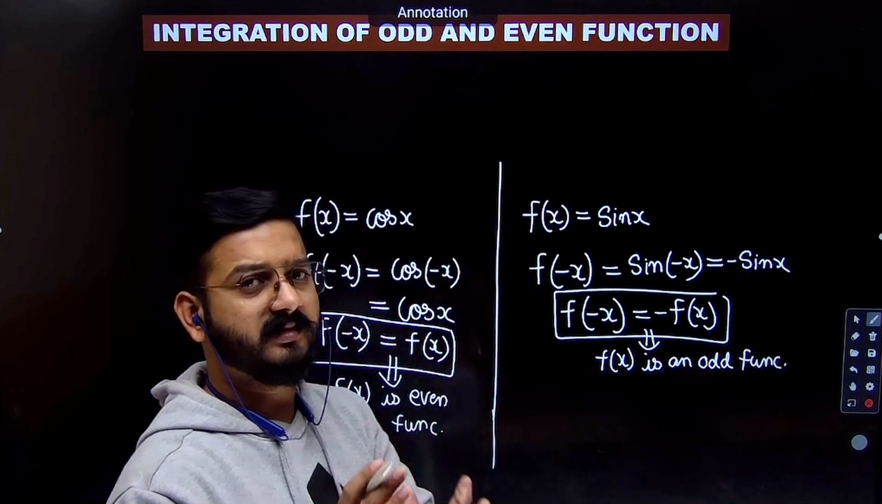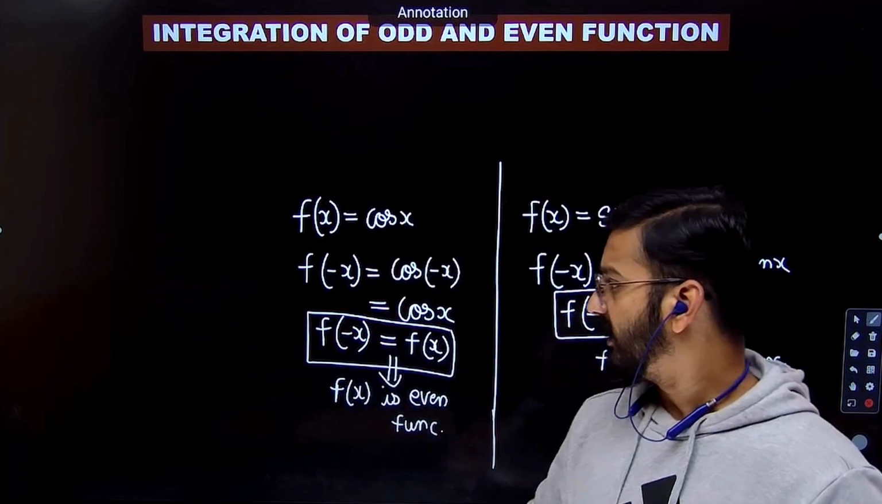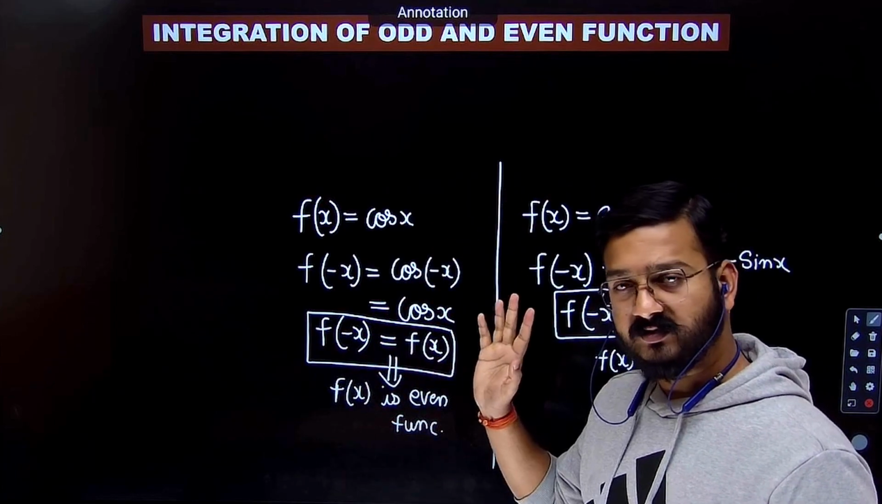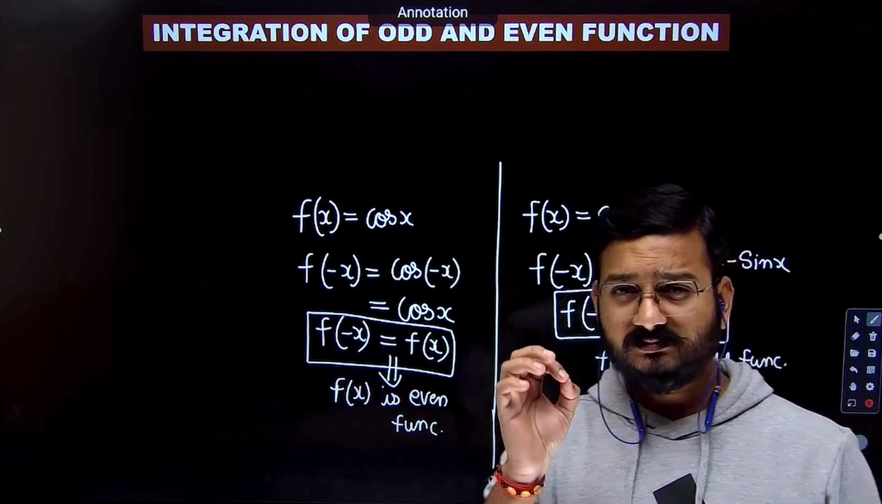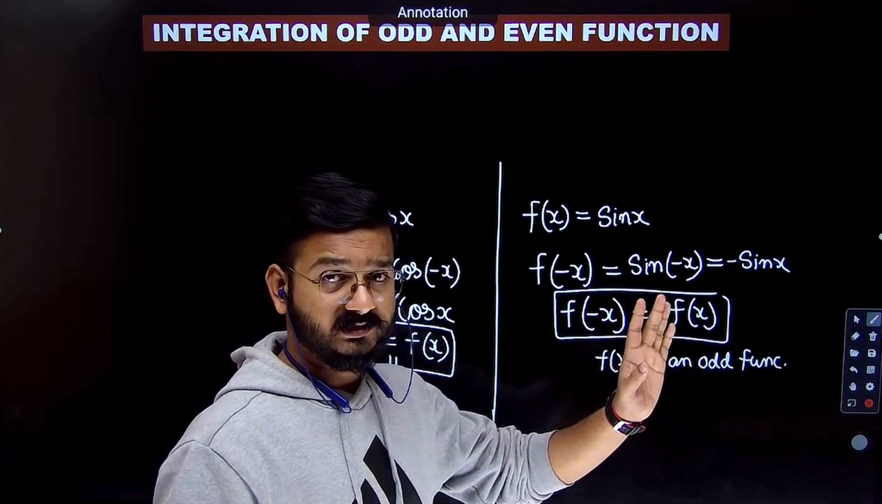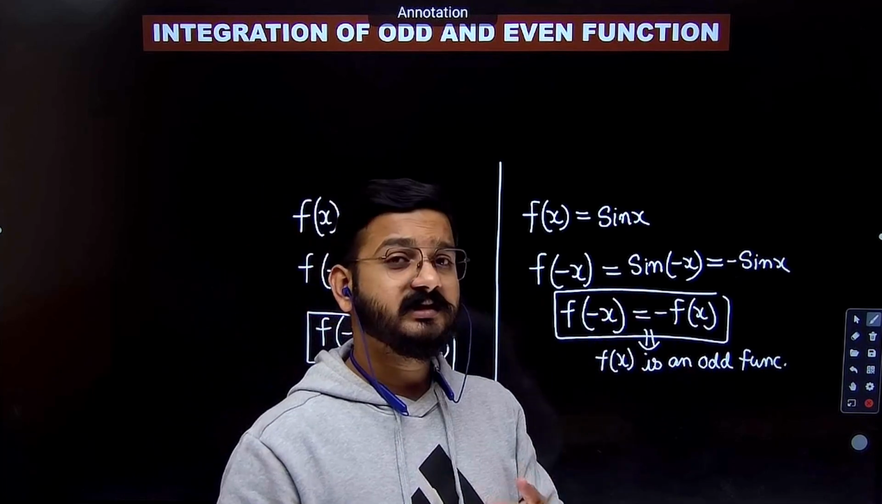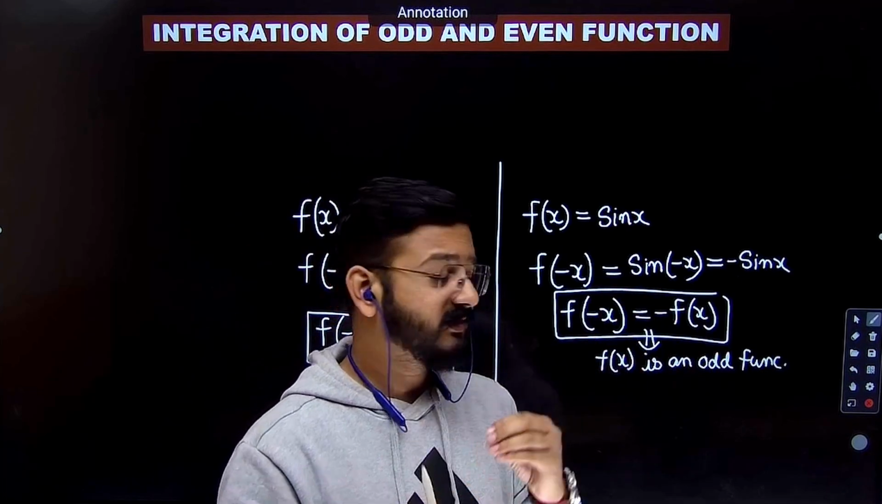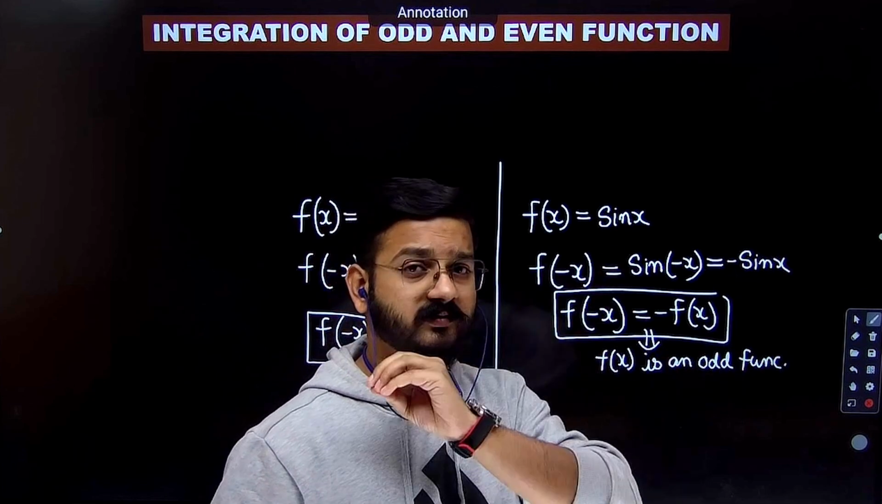Okay. A very simple method to identify odd or even. f of minus x, same as the original function: even function. f of minus x is the negative of the original function: odd function. Now, what is the next step? Let's understand the definite integral property which we can apply to odd and even functions.